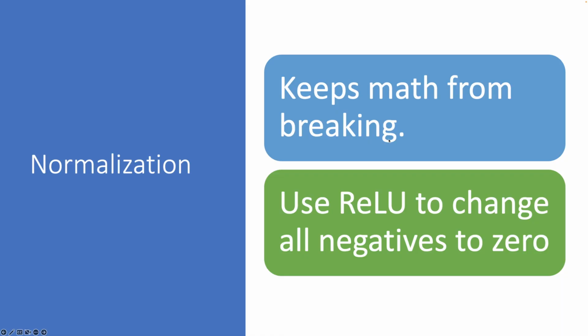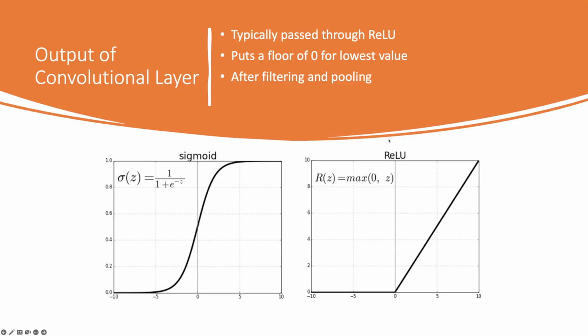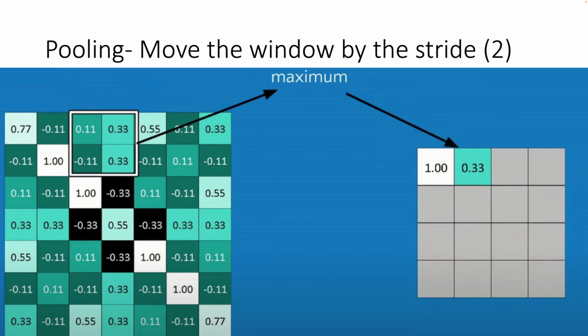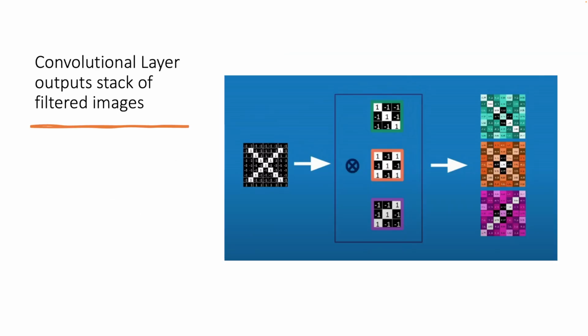All right, so we're going to talk about normalization. We're going to perform normalization a couple different ways. And we're going to use ReLU to change values from negative to 0. Now, these examples I showed you right here have pixel values of 1 to -1. Typically we're going to be working from 0 to 1.